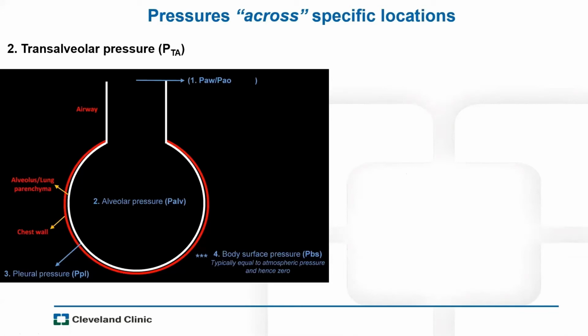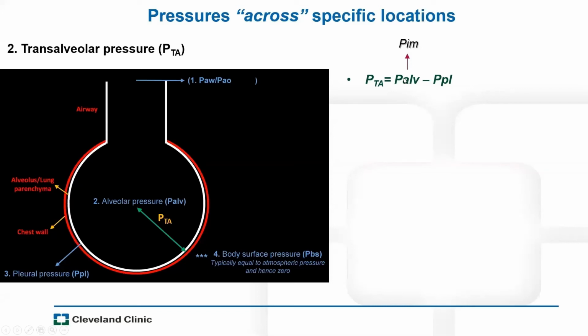The second one is transalveolar pressure. This one is right here. So it's alveolar pressure minus pleural pressure. This is particularly important for us. So it's alveolar pressure minus pleural pressure. And this is the transmural pressure, like I mentioned.